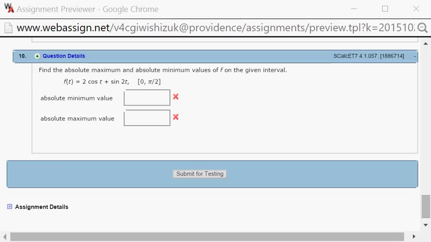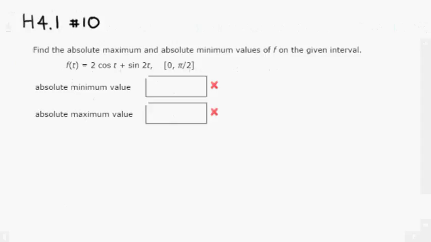Alright, let's look at homework 4.1, problem number 10. We want to find the absolute maximum and the absolute minimum value of this given function over the closed interval from 0 to pi over 2. Since f is continuous on the closed interval from 0 to pi over 2, we can use the closed interval method. So let's do that.